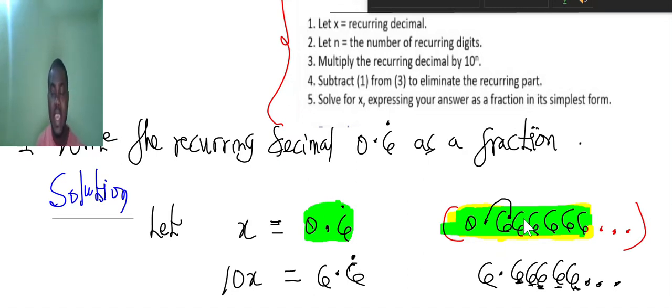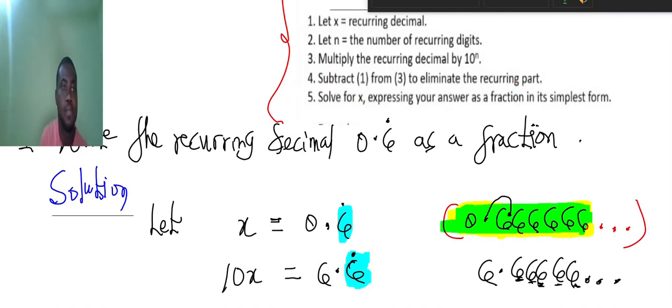Now, what is my aim? Our aim is to ensure that the recurring part is eliminated. Now, you notice that here we have only one recurring digit. Here also, we have one digit of recurring. So, one digit of recurrence on both sides. Now, we can subtract. That's why you see step 4 says subtract 1 from 3. So, now I'm already in step 4.